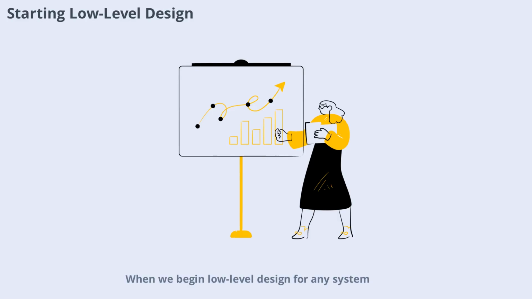When we begin low-level design for any system, one of the first and most crucial steps is to ask ourselves, what are the important objects in our system? This question sets the foundation for everything that follows. For instance, in an e-commerce platform, you might immediately think of objects like user, order, product, payment, address, and price.